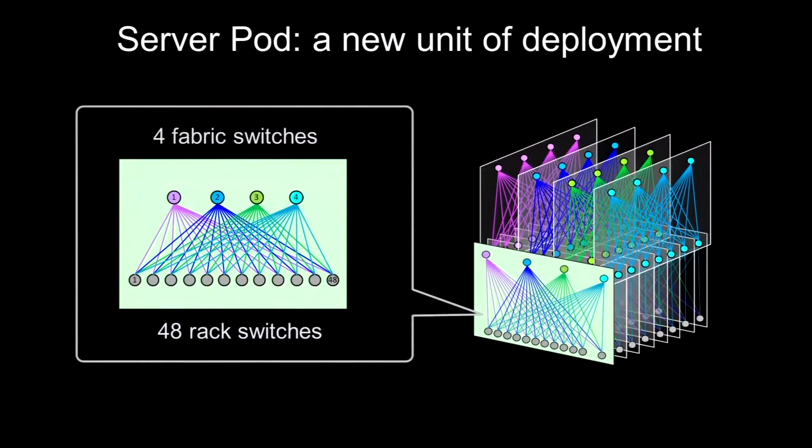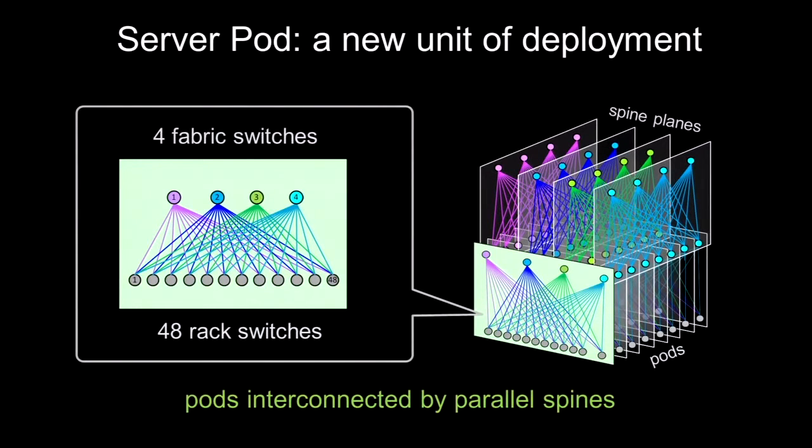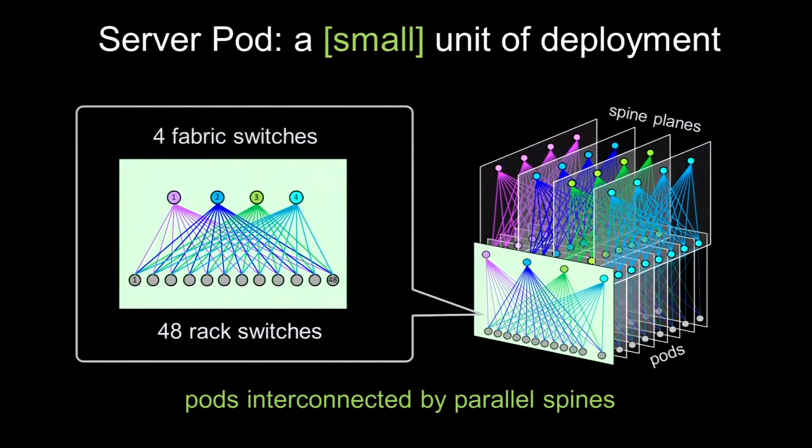A building block in our fabric is the ServerPod, which is nothing special. It's like a microcluster. It's a layer 3 micro 4-post. It has 4 fabric switches in the top. It has 48 rack switches in the bottom. So it's 48 racks aggregated on 4 aggregation points. There are a lot of pods in the fabric, and they interconnect by parallel spine planes. That's the forwarding capacity between the pods. A ServerPod is a much smaller unit of deployment than what a cluster was.